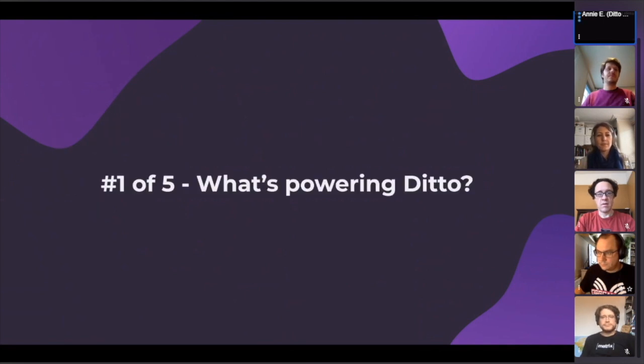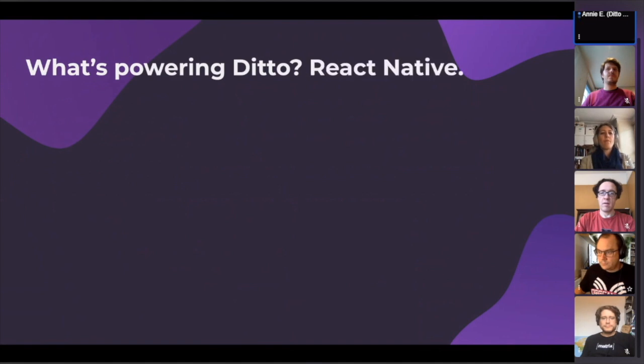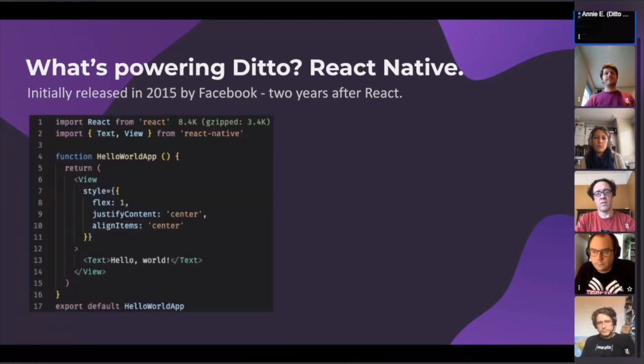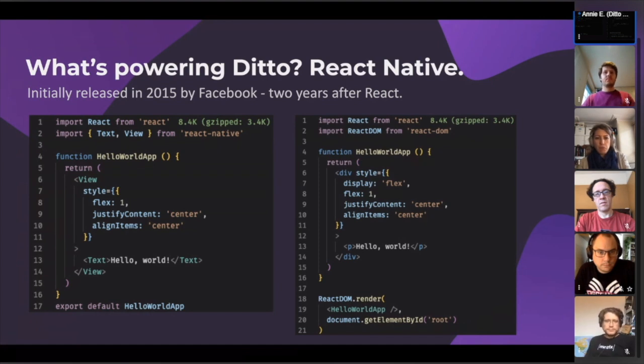So let's start out. What actually is Ditto made of? It's built with React Native. React Native is very similar to React, both of which were created by Facebook. React Native was initially released in 2015, two years after React. For those of you that have experience with React, but maybe not React Native, they look very similar. Here are two examples of Hello World apps. On the left is React Native, and on the right is React.